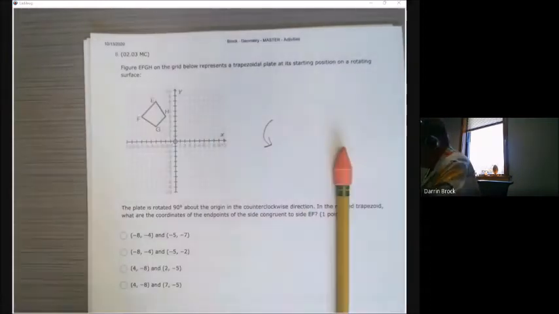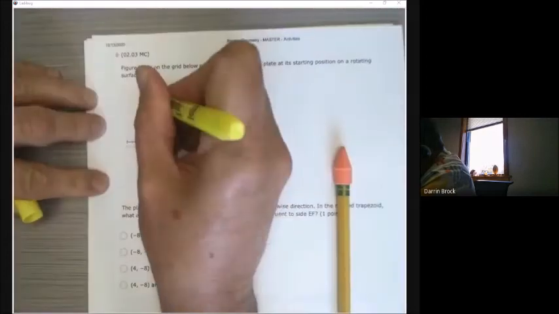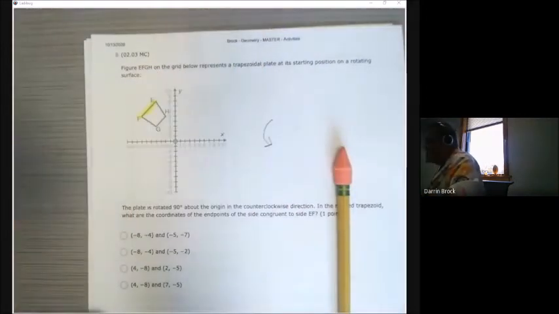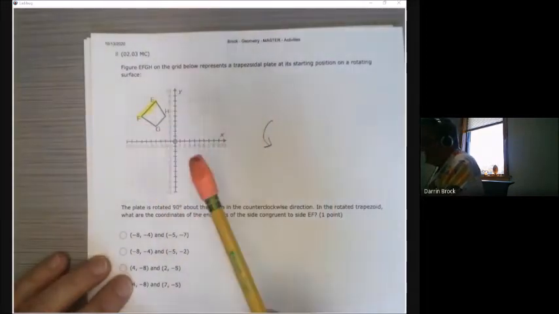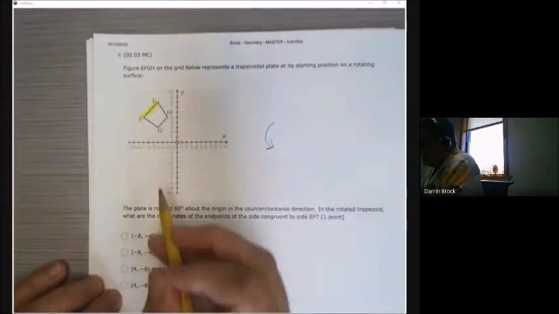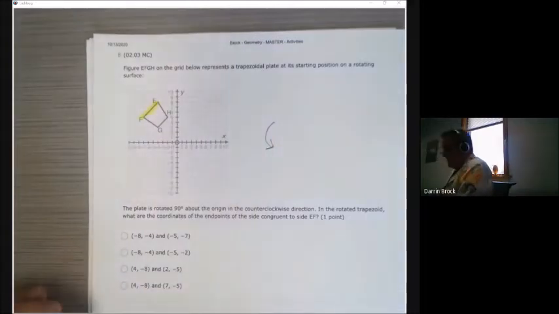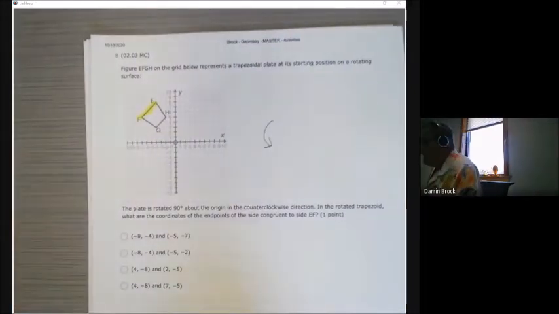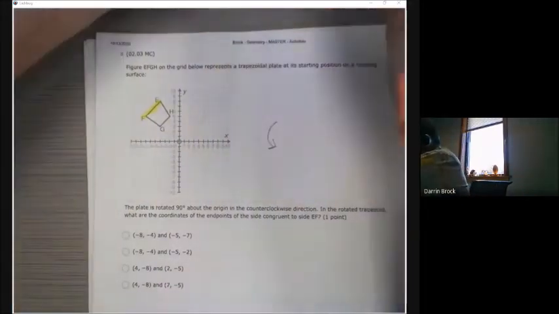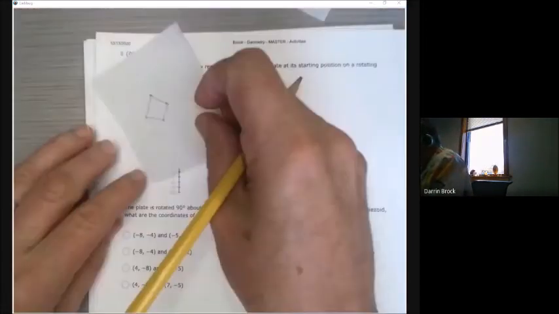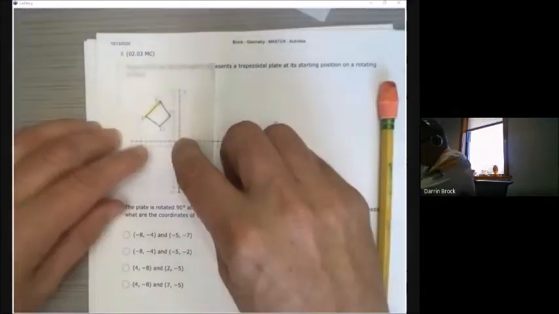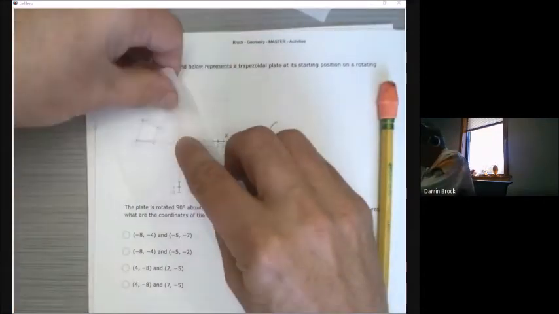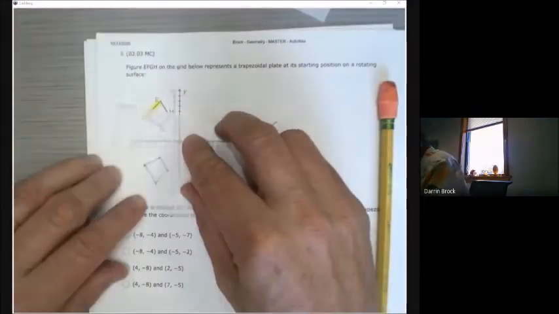Okay, so here is EF. That's the original. And it wants to know, after that's rotated 90 degrees, what are the coordinates of E' and F', right? So if we have, I've got a little paper here to draw on this. If I have that, all right, there it is. I got it drawn. If it rotates around the origin, that means it's going to move down to where it's going to be 90 degrees this way.